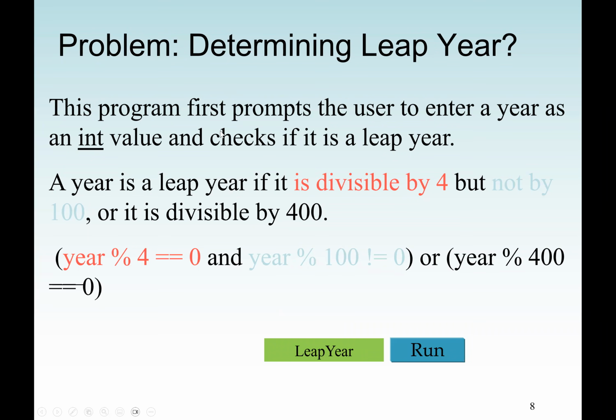So our next program here first prompts the user to enter a year as an int value. Then we need to check if the year is a leap year. Normally, a year is a leap year if it is divisible by 4 but not by 100, or is divisible by 400. So we have the condition here. A leap year means the year is divisible by 4, which means year modulus 4 equal to 0, and year modulus 100 not equal to 0, because we say divisible by 4 but not by 100. But also it can be divisible by 400. So this is what we are learning here.